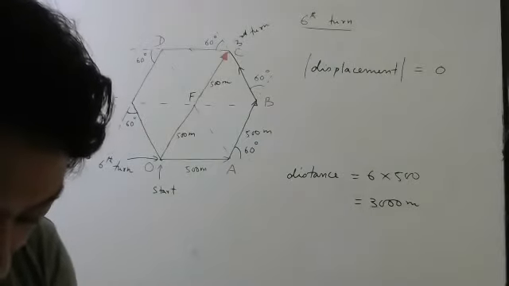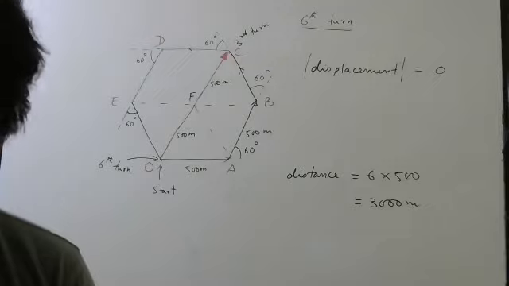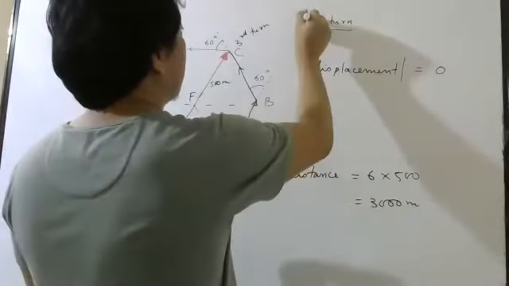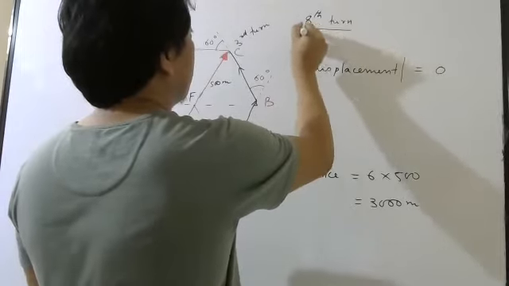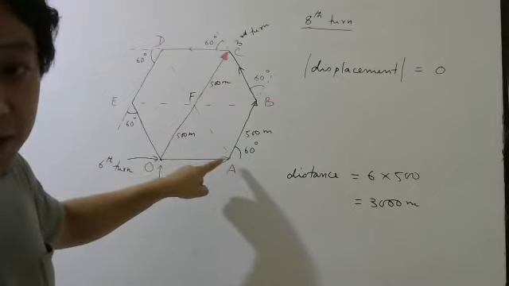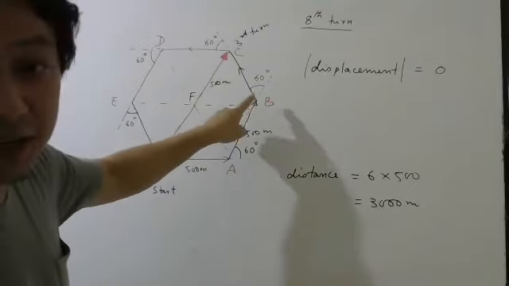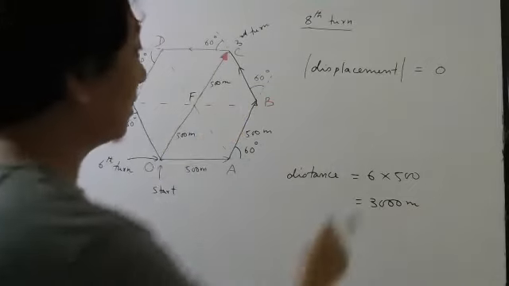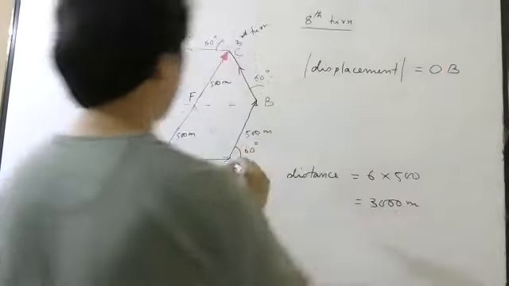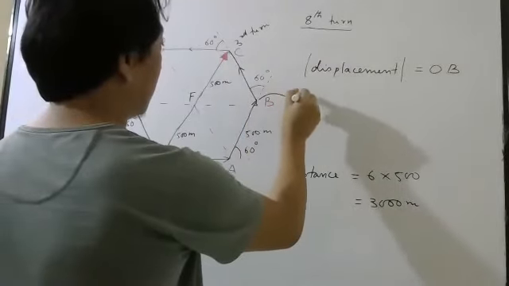The last one is after which turn? Eighth turn. Which point will it be at? Sixth turn here, seventh turn here, eighth turn here, right? So it will be at B. So the displacement will be OB. This will be your eighth turn.